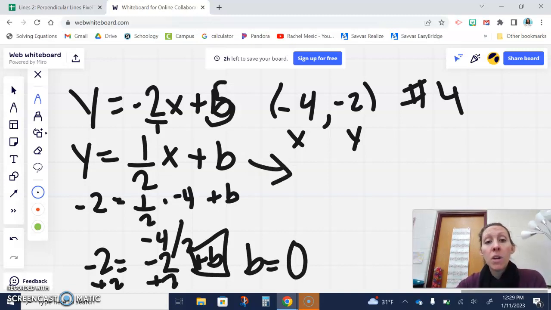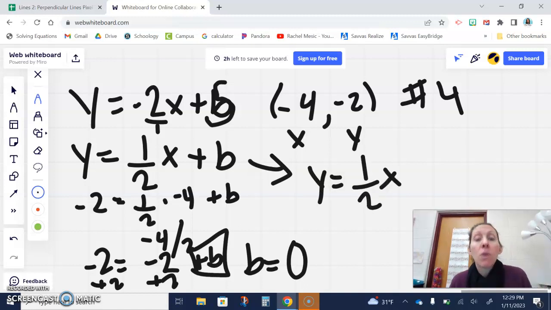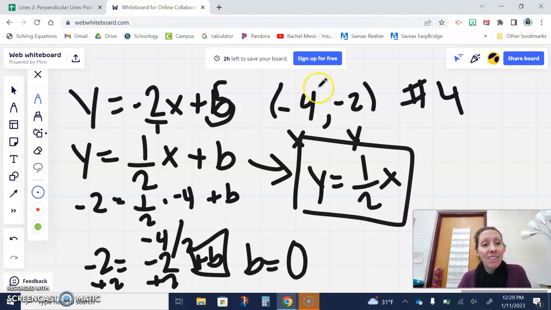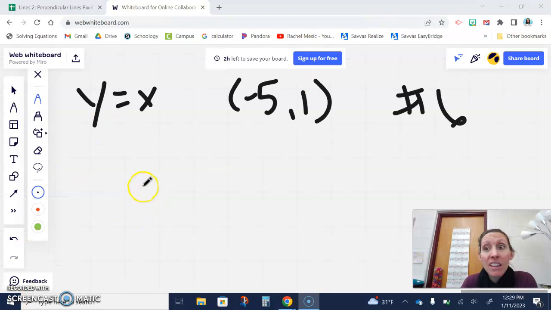All right, so my equation is y equals 1/2 x. And I don't really need to have plus 0 because 0 is the same as nothing. So I can leave this equation just like this. All right, this one is number 6.